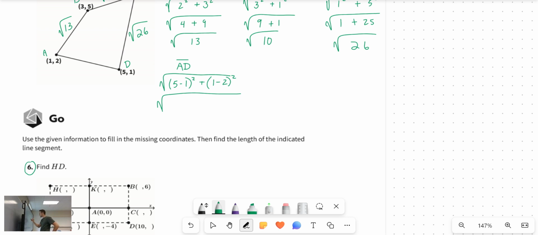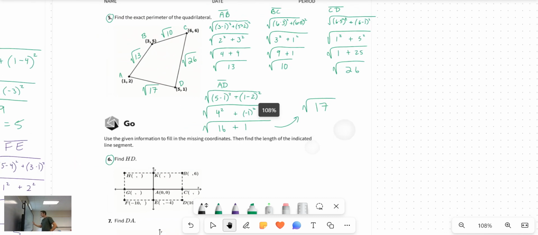All right, let's simplify this a little bit. Just do what's in the parentheses. 5 minus 1 is 4, so we have 4 squared, plus 1 minus 2 is negative 1. We're going to keep that in parentheses, squared. 4 squared is 16, plus negative 1 squared. If we do negative 1 times itself, 2 of them multiplied together should just be positive 1. So the square root of 16 plus 1 is the square root of 17. So we add that.